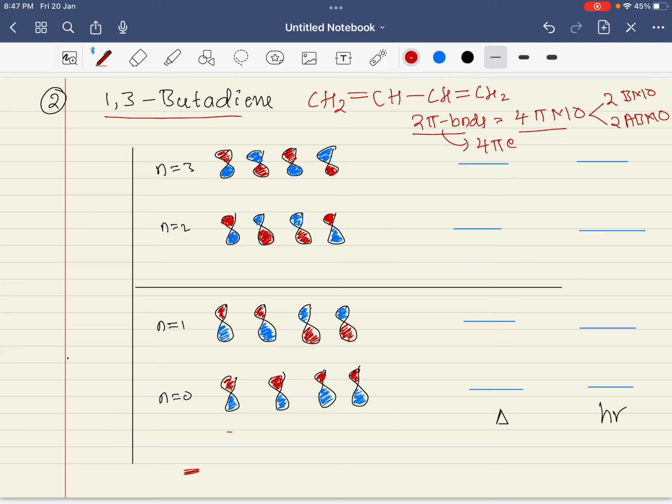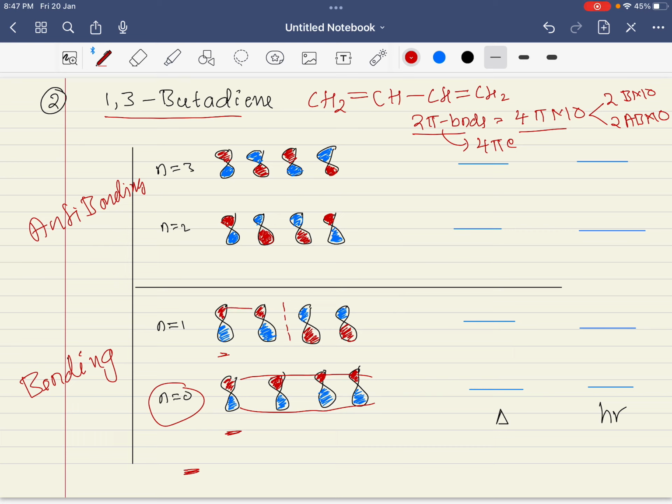These below two are this one and this one. These are bonding molecular orbitals, and these are anti-bonding molecular orbitals. Here there is a complete symmetric overlap, and because of that, there is no node here. And here there is one node. Here there is one node.